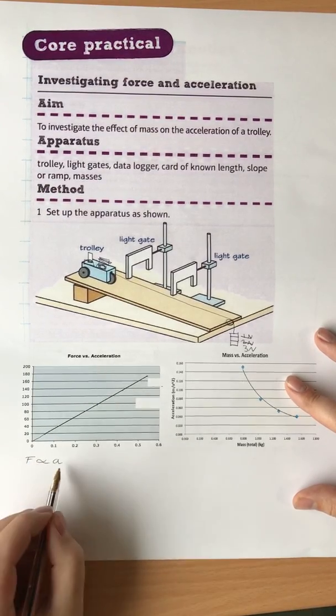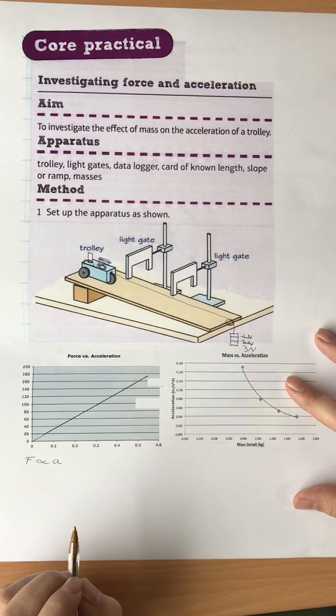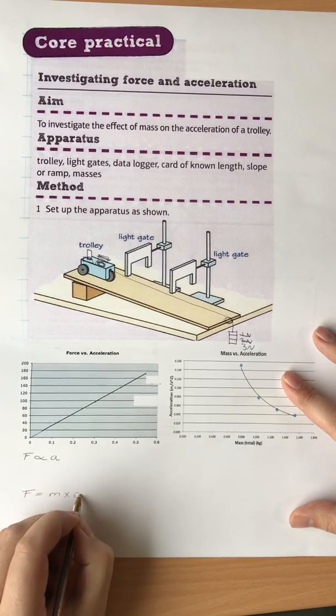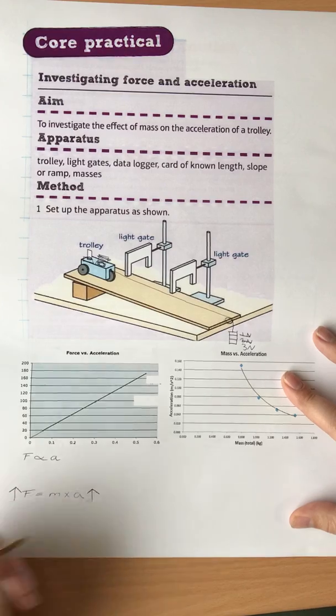If I double the force, I double the acceleration. Triple the force, you triple the acceleration on the object. Hence, if we look at our formula, F is equal to m times A. If I increase the force on the object, I increase its acceleration.